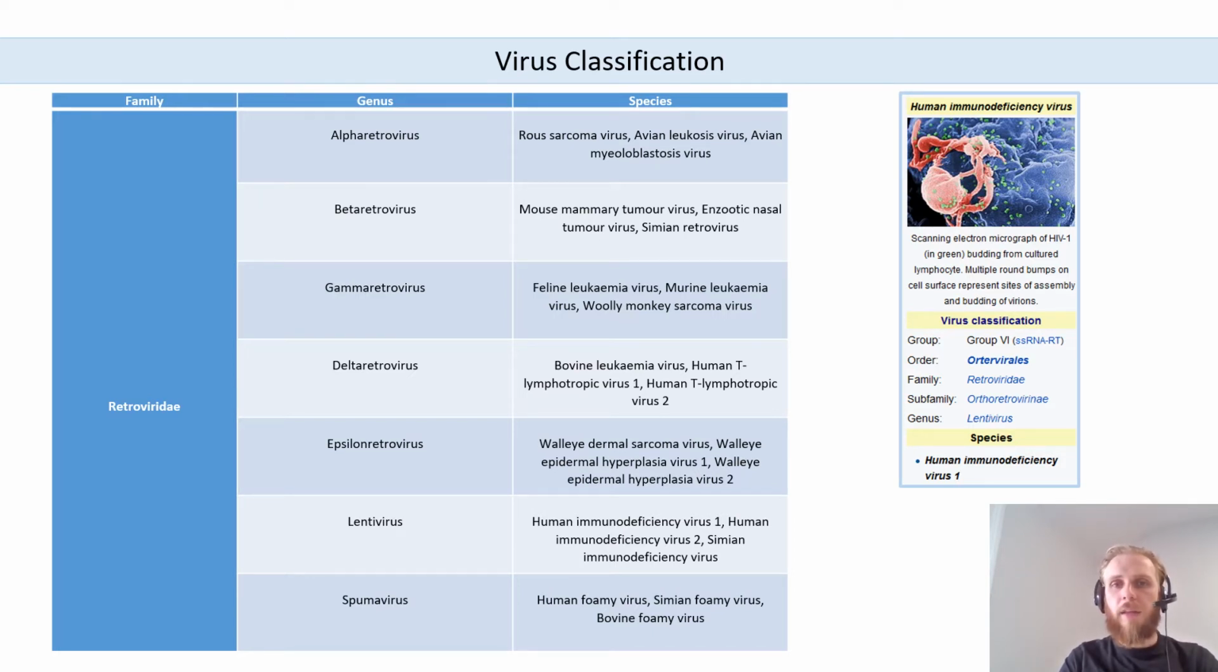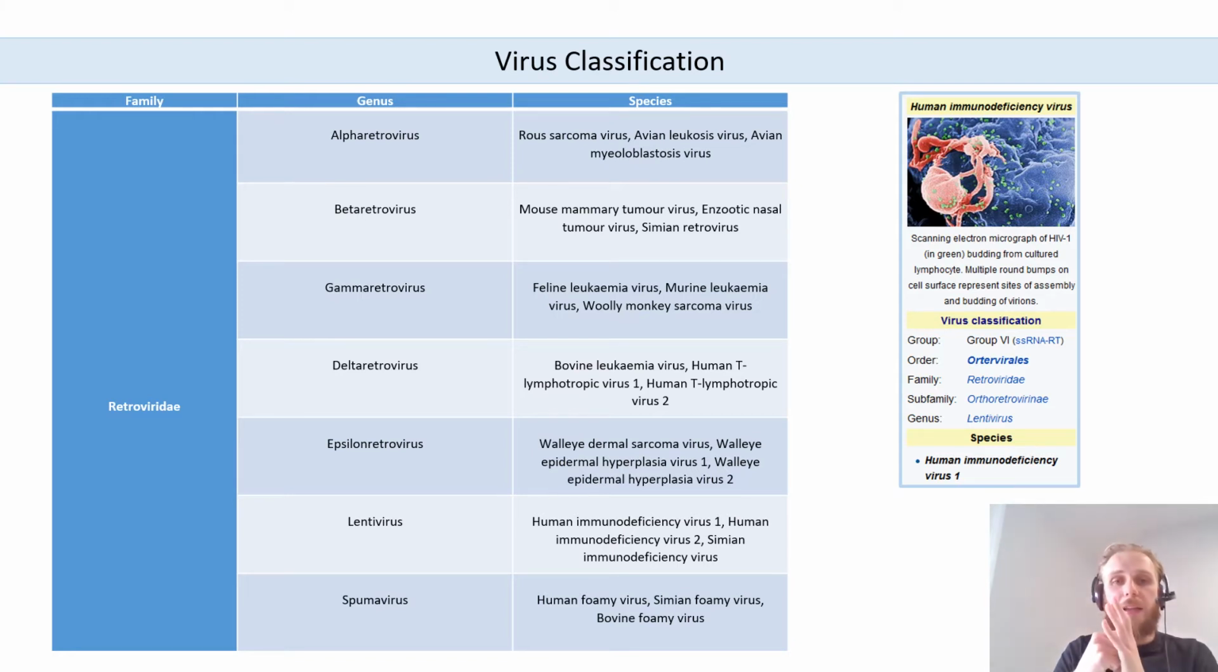Okay, and just some details of the classification of an example virus here. We have human immunodeficiency virus, and what we see is human immunodeficiency virus is within the family Retroviridae, and it's within a specific genus, the lentivirus genus, and it sits in this genus along with a number of other species of viruses. Okay, so we have HIV-1, HIV-2, and SIV, simian immunodeficiency virus. These are lentiviruses. So lentivirus is a genus, and these are the species as well. And they all fit into the family Retroviridae.